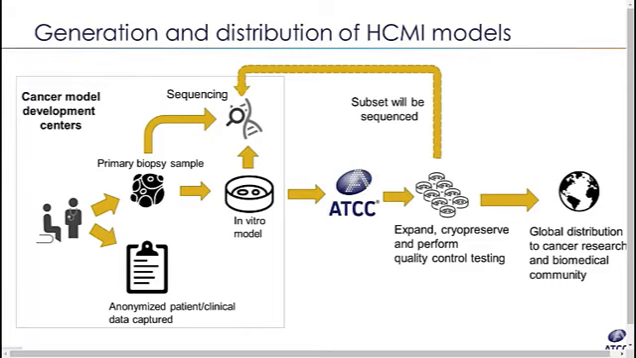This is a workflow that describes how the models are generated and distributed in more detail. The model developers work with clinical sites where biopsies and clinical data is taken. Biopsies will be sent for both sequencing and to the model developers for generation of the in vitro models. The models themselves will be sent to ATCC for expansion, quality control testing, and distribution. The subset of models that have been expanded at ATCC will then be sent back for resequencing. ATCC will continue to expand and quality control test models before distribution to the biomedical community.